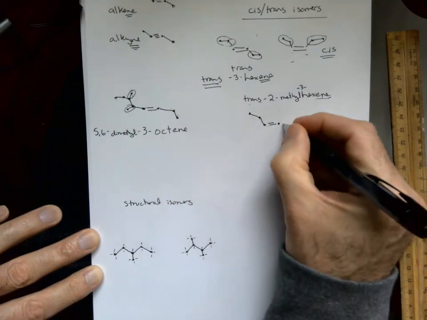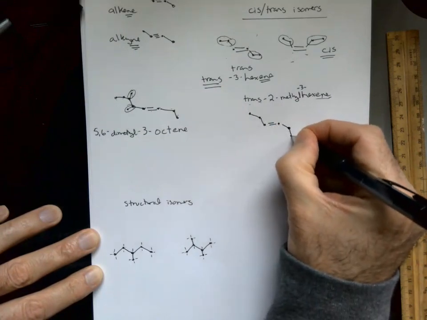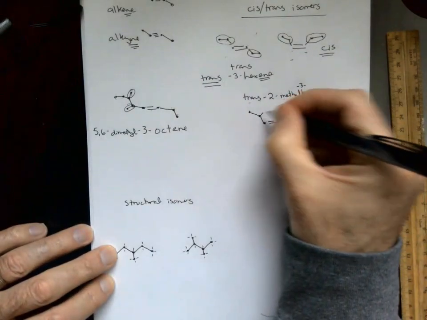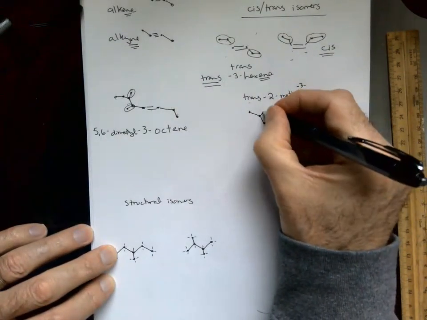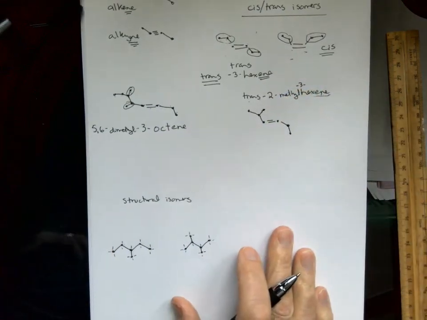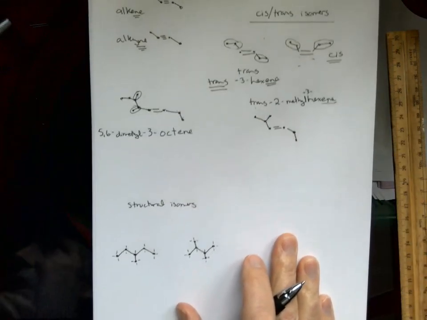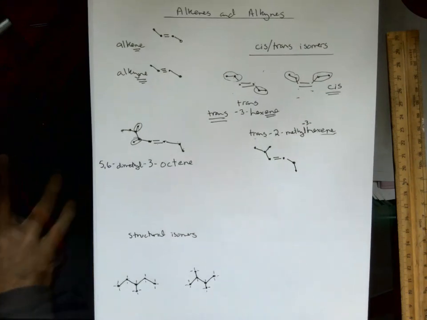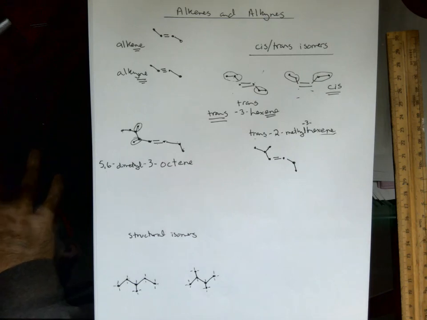1, 2, 3, 4, 5, 6. So there is a methyl on the second carbon. It is trans 2-methyl-3-hexene.